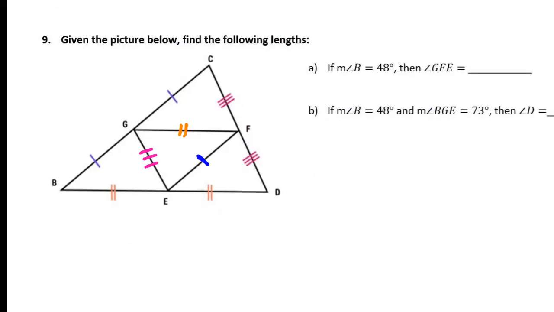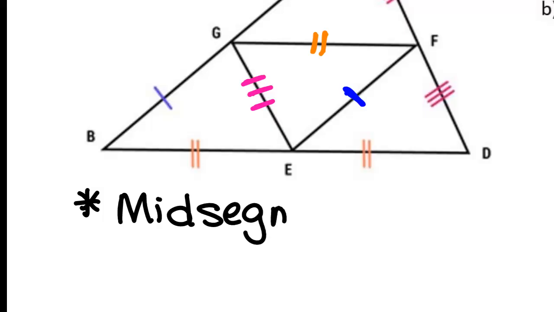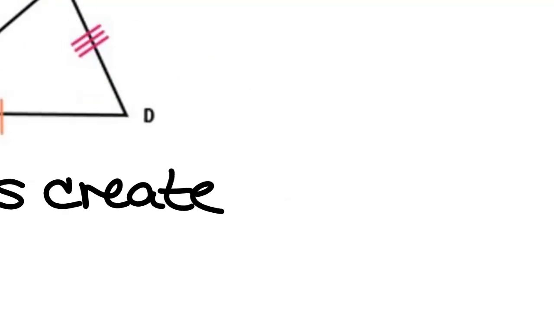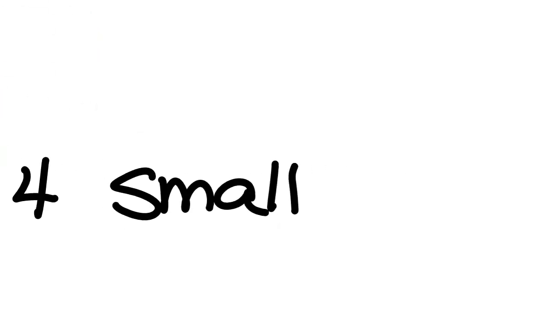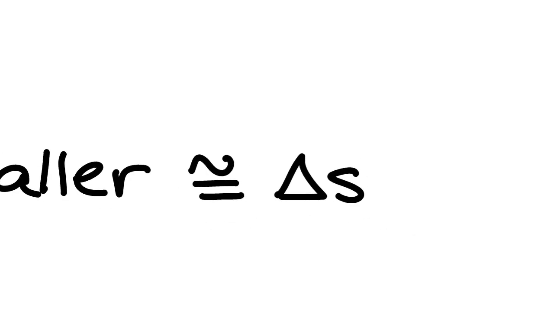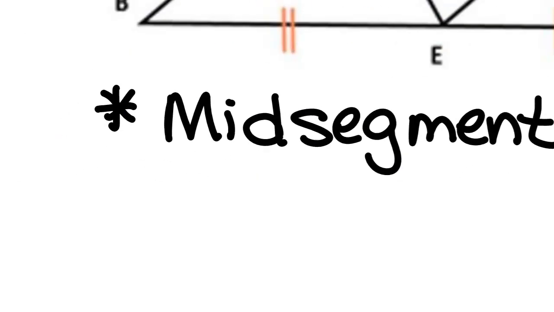So I want you guys to make a note down underneath this picture. Midsegments create 4 smaller congruent triangles. And those small triangles are similar to the big triangle.